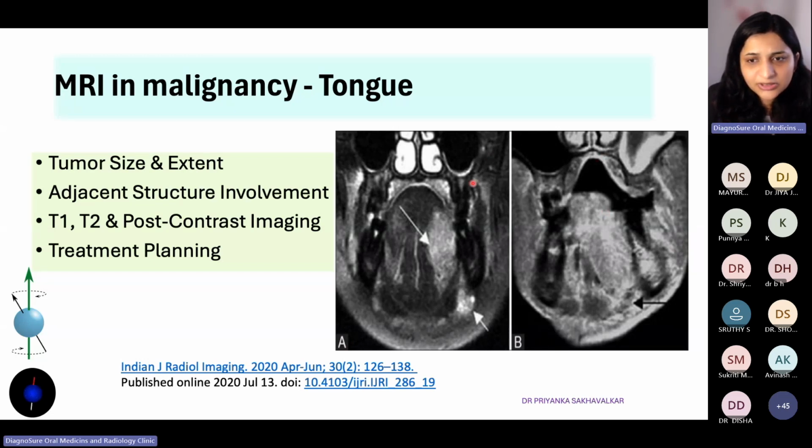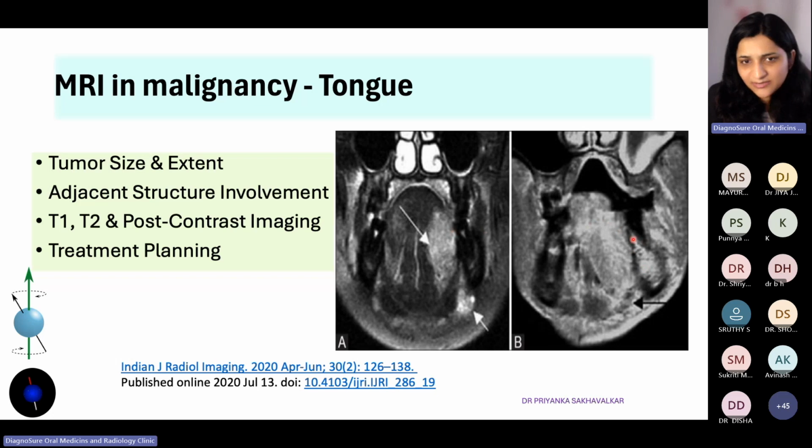So these are the coronal T2 fat suppression images. You can see this is the middle third of the oral tongue with early inflammation. Okay, this is the invasion of muscles of the tongue, and this is coronal. This is post contrast image. This is T2 fat suppression, and this is post contrast image.